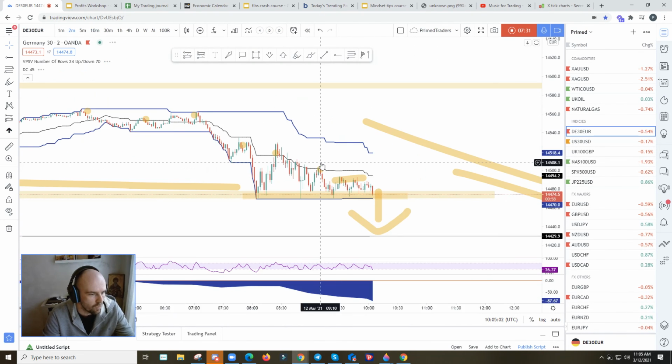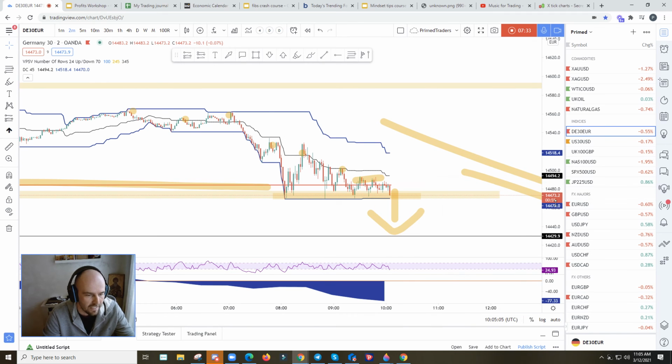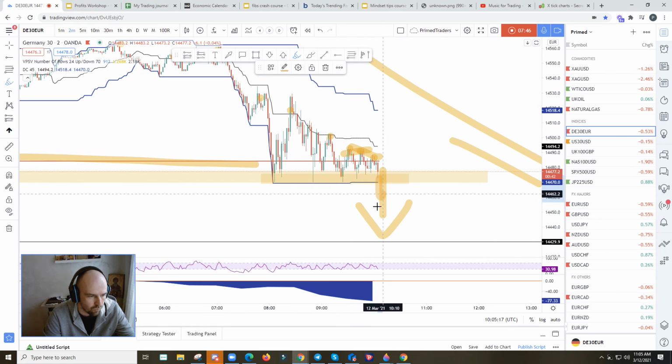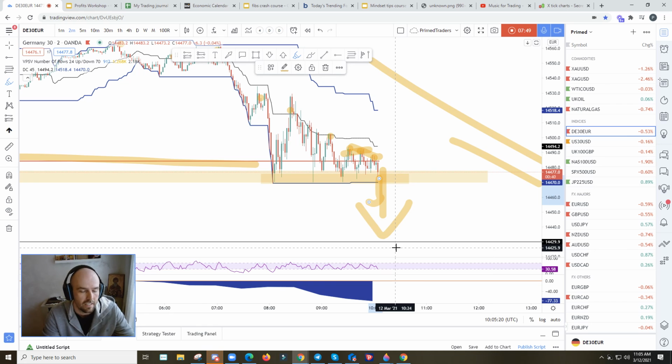So if I come to the 2-minute here, you guys can clearly see that the breakout could be occurring in this or the next or the candle after it. Why? Because price action is creating lower highs. It's trying to go up, but it can't. So all it needs is one little break, and that's it.